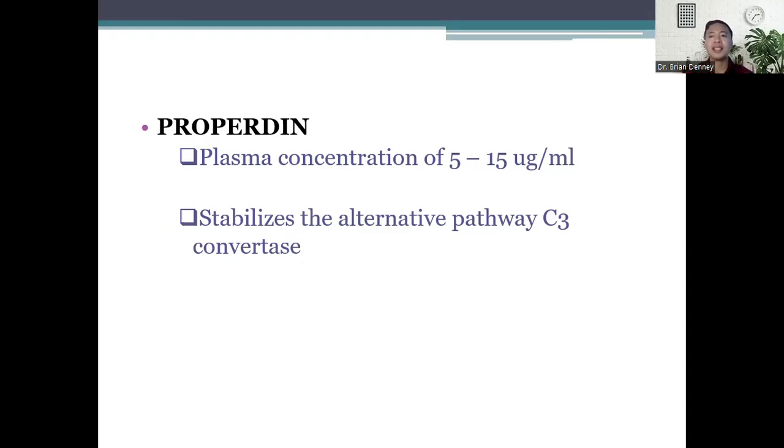So your stabilized C3 convertase cleaves more and more C3, producing C3a and C3b. Some of this C3b now attaches to the stabilized C3 convertase, producing C3bBbPBb. Okay, do not get yourself confused. I will explain it in more detail in the next slides.